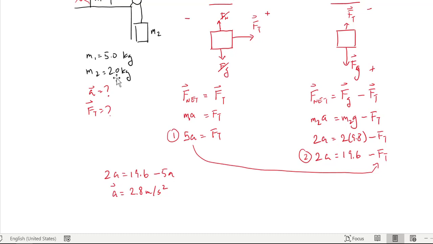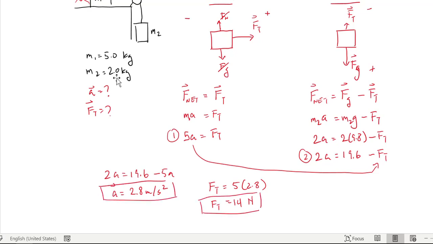Now you're also asked to find Ft, so I can plug that into equation 1. It'll be 5 times 2.8 is equal to 14, and that's my Ft. So there's my answers, put my box around it, and I'm done.